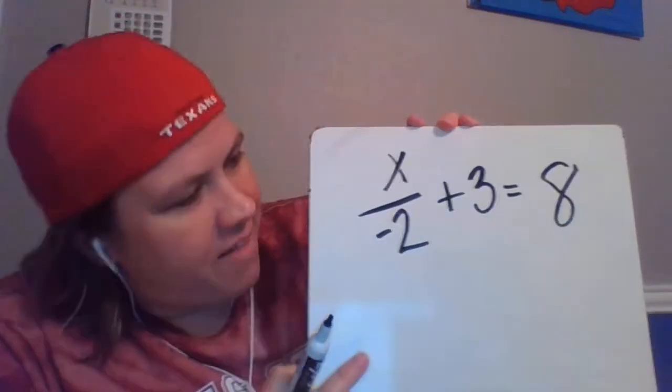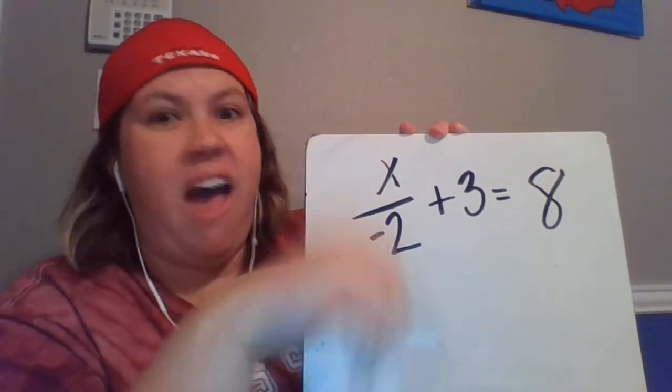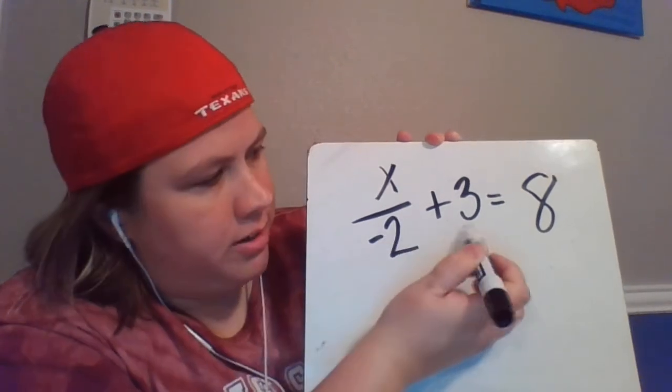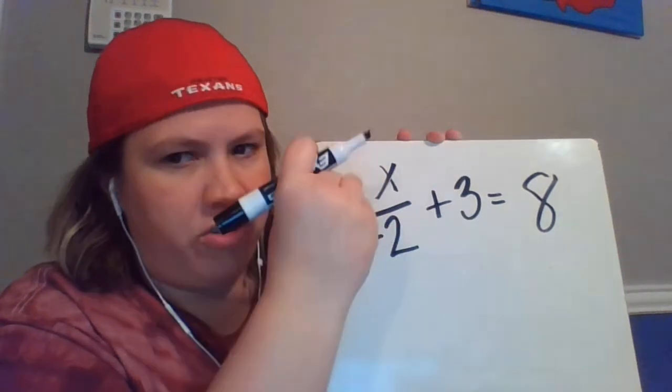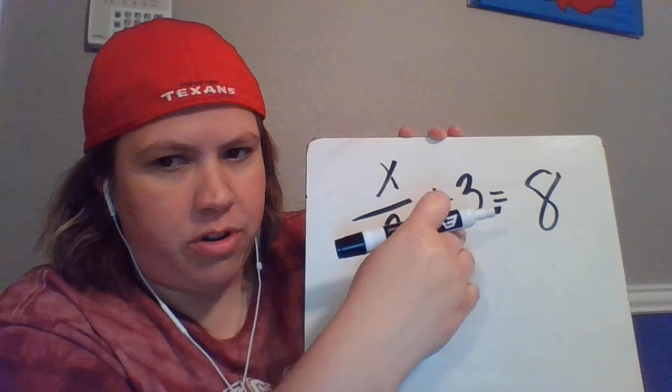Okay, all right. See? We haven't done one like this, right? So you're like, oh, what is that? Remember, this is like a division symbol, right? x divided by negative 2 plus 3 equals 8. So we still have to go to the same thing. This is division. I'm not going to deal with division first. I'm going to deal with the addition or subtraction first.